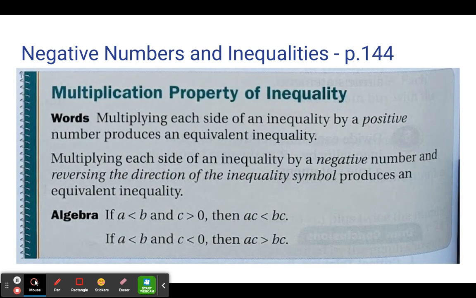So we've talked about the addition property of equality and the subtraction property of equality. It works the same way: if you do one thing to one side, you have to do it to the other. Multiplying each side of an inequality by a positive number produces an equivalent inequality. Multiplying each side of an inequality by a negative number and reversing the inequality symbol produces an equivalent inequality.